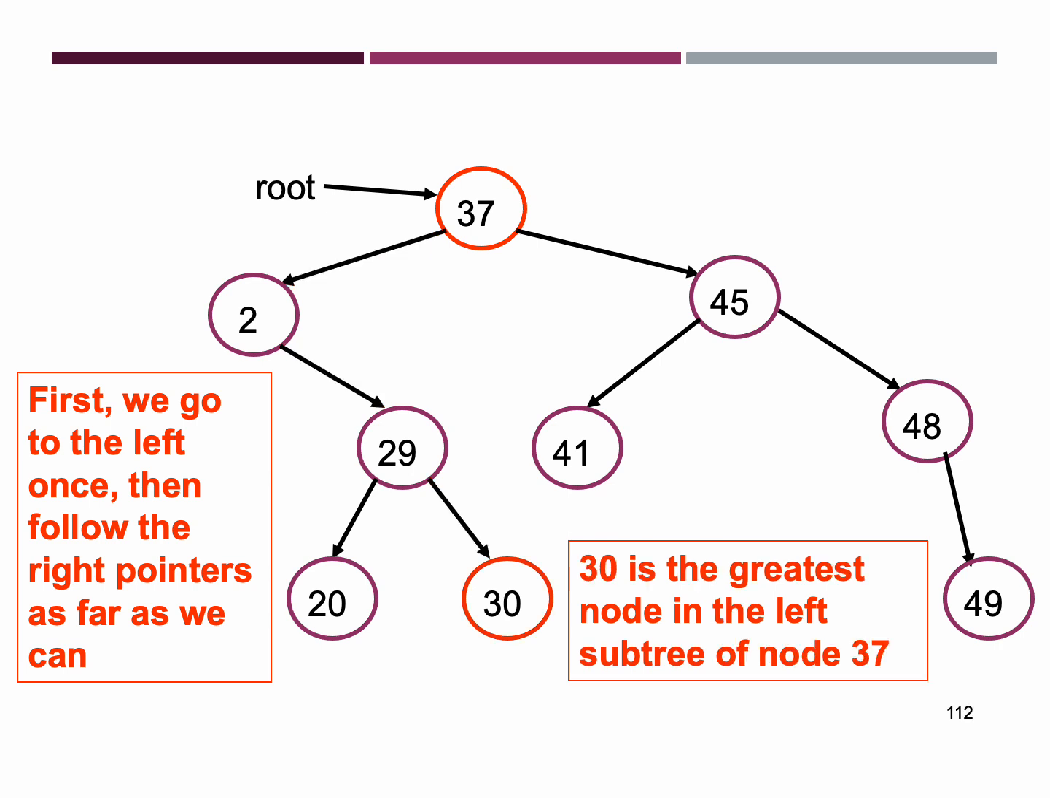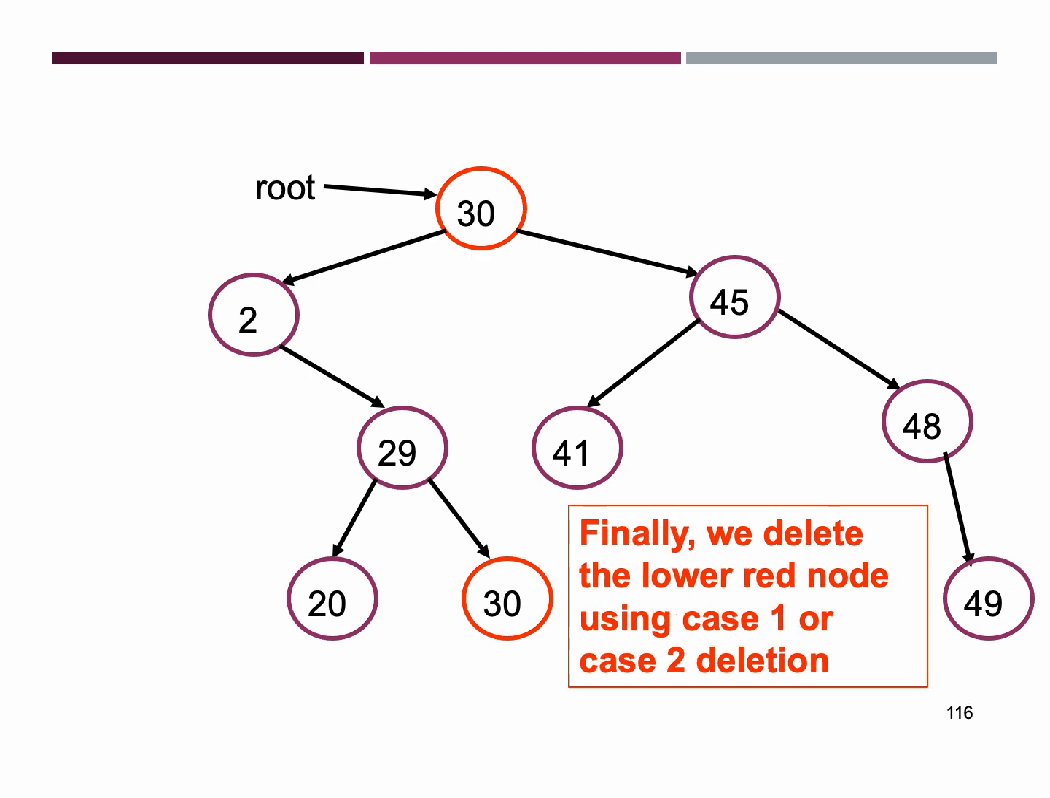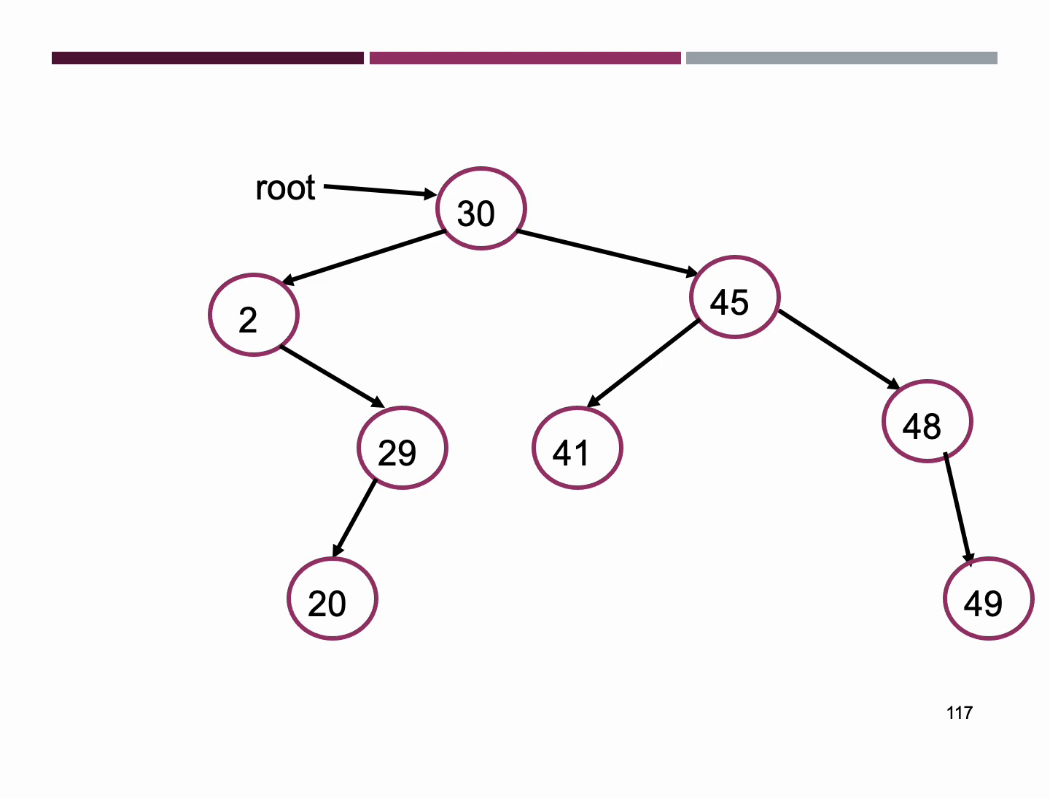Then 30 is the greatest node in the left subtree of node 37. Next we copy the object at node 30 into node 37. So we copied 30 to 37. Finally, we delete the lower red node using case 1 or case 2 deletion. So we have 30 in 37's place because we deleted 37, but we made sure that the binary tree keeps its own structure.